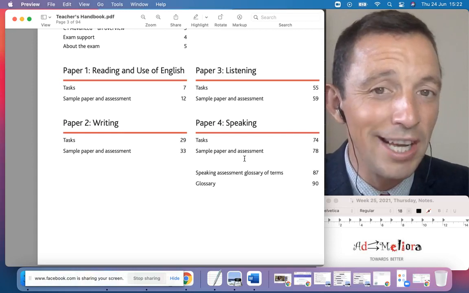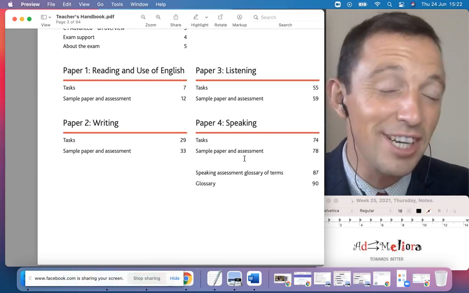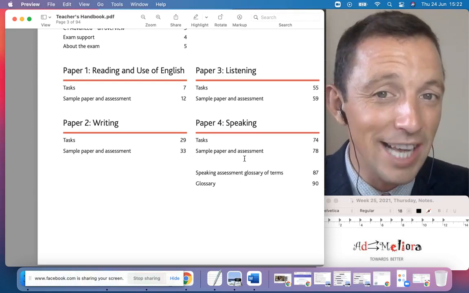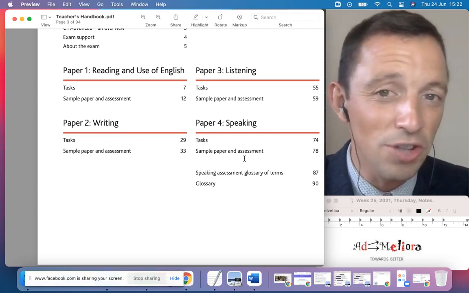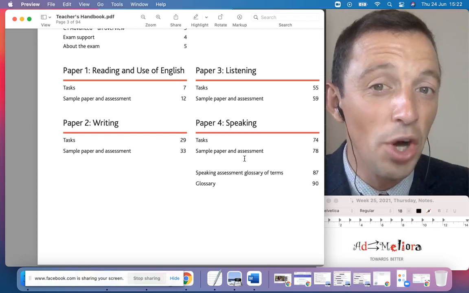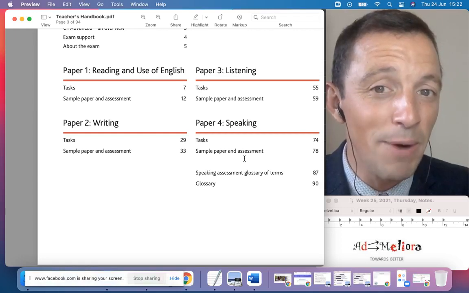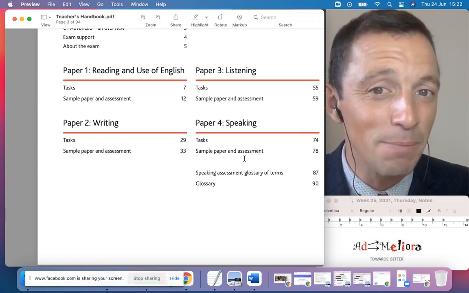So very good structure, and the structures are similar in all the Cambridge exams. There are little differences, yes, but the majority of the structures are very similar. So when you know one structure, you will be well prepared to do the other exams as well.